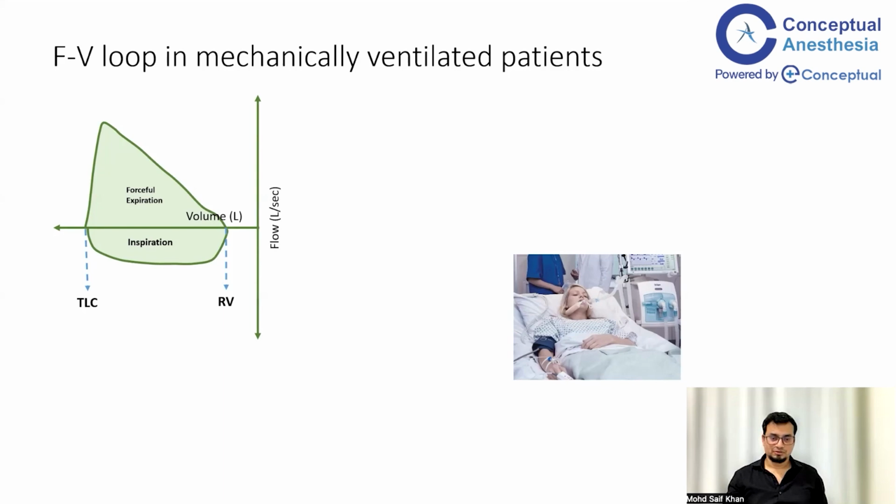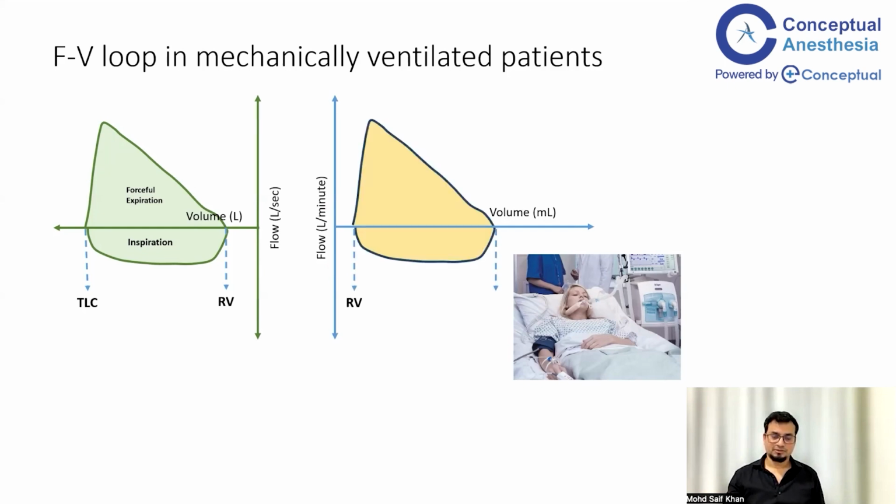Now let's examine the F.V loop in mechanically ventilated patients. Same thing, but we are drawing it on the right side, on the positive side. There is a difference: flow will be in liters per minute, not liters per second, and the volume unit will change to milliliters. We start from 0, like this. This is your residual volume, and we inspire.